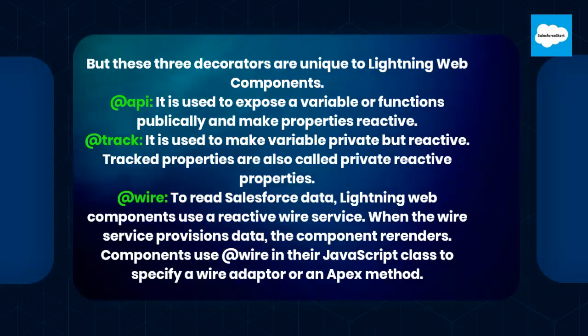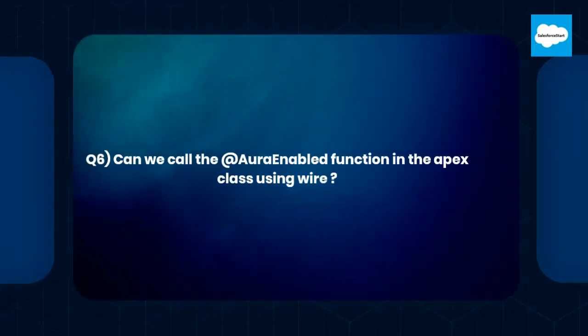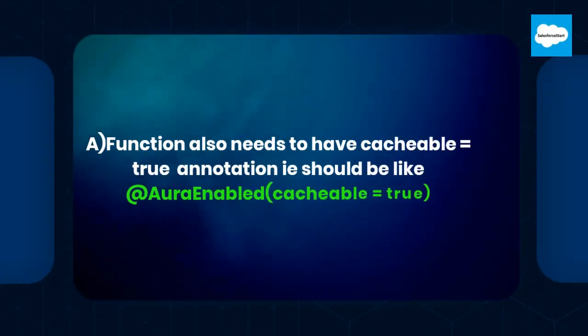Question number 6. Can we call the @AuraEnabled function in the Apex class using wire? Answer: the function also needs to have the cacheable=true annotation. It should be like @AuraEnabled(cacheable=true).